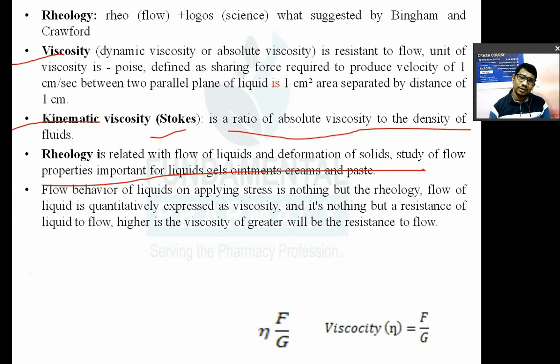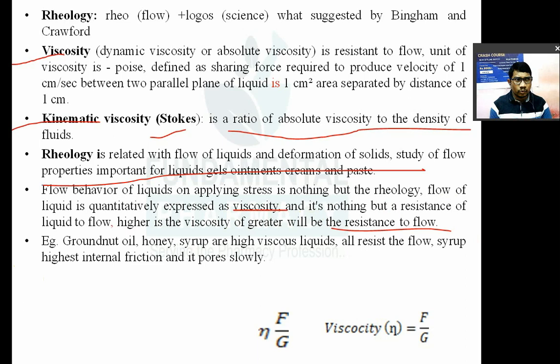Now, flow of liquid can be expressed quantitatively in terms of viscosity. You say this flows quickly, this does not. So that depends on the viscosity. So flow of a liquid or fluid can be expressed in terms of viscosity. Now what is it? It is nothing but the resistance to flow of the liquid. Higher the viscosity, greater the resistance to flow. We have already seen this.